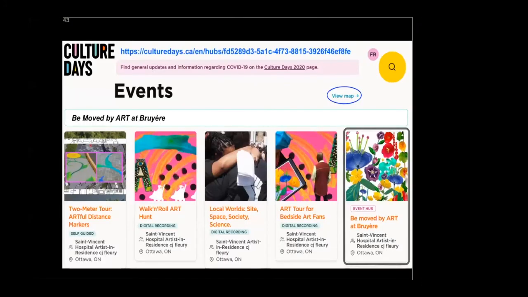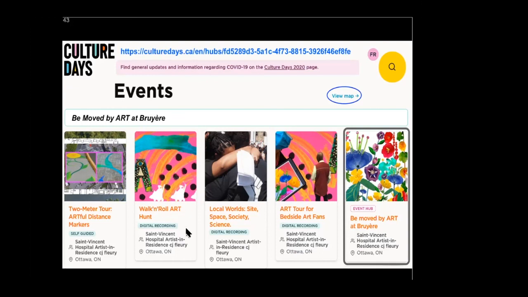This is the page you will find if you go to the Culture Days site. This is the hub page. You just have to type in "Be Moved by Art at Bruyère," and all these 4 events show up. These weren't collaborations with patients, but the idea was conceived by the activities coordinator at Résidence Saint-Louis in Orleans. She had this idea of these kind of rainbow-esque 2-meter markers. I sort of stretched what rainbow meant and made these spacey 2-meter distance dots. And that redefines what 2-meter markers can be.